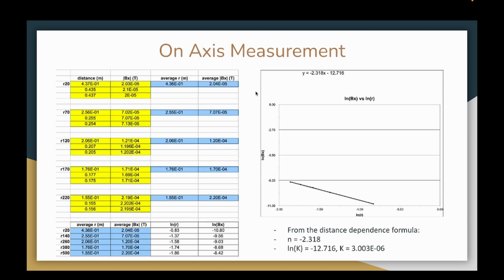So, the first part is the on-axis measurement, and you can see the data that I collected right here in this spreadsheet. And here you can see the natural log of R compared to the natural log of the magnetic field in the X component. And here you can see it graphed. And using the distance dependence formula, which you can relate to this equation here, you find N to be this number and the natural log of K to be the y-intercept. And once you do some math, you get K is this number.